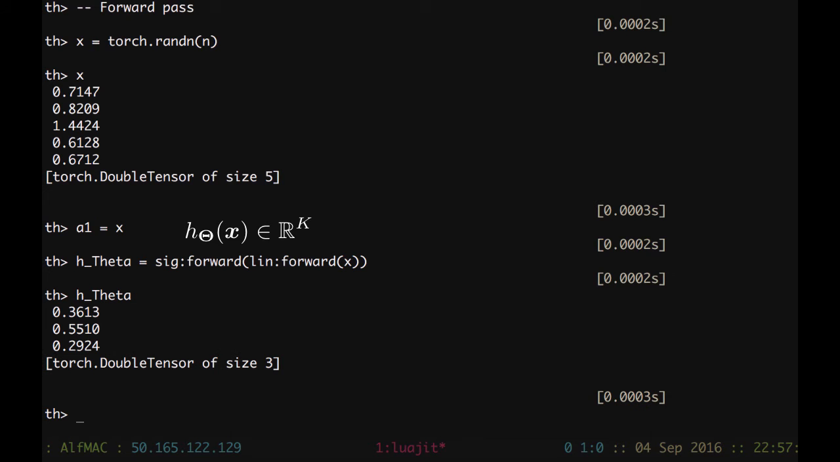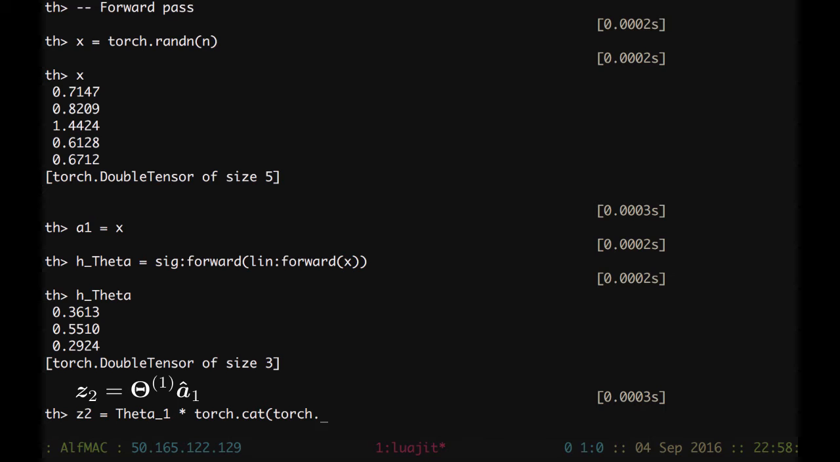Let's have a look. So it's three dimensional as expected, and those are the values 0.36, 0.55, 0.29. Let's try to reproduce these values by ourselves so we actually understand what's going on. So we have z2, which is equal to theta1, the concatenation of the bias column with the weight matrices, by definition, as we saw in the previous lessons, multiplied by our input, to which we put on top the plus 1, so our a1 hat. So we have torch.cat of torch.ones, just 1, and then we have the a1. We concatenate in the first dimension.